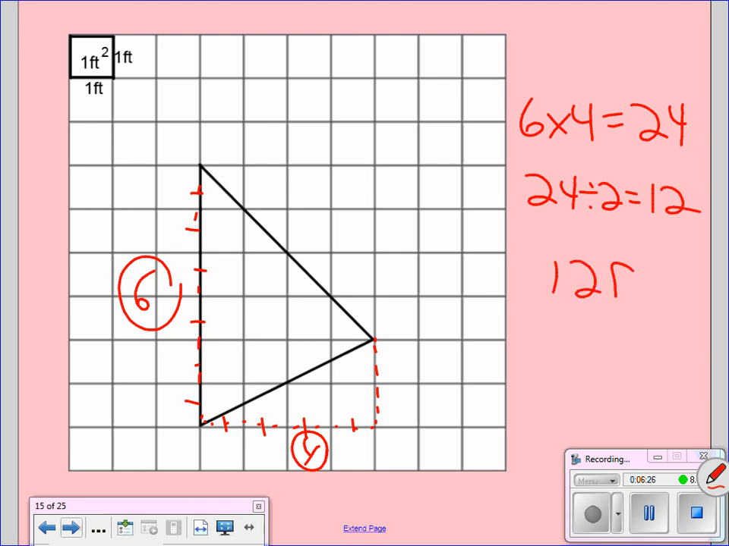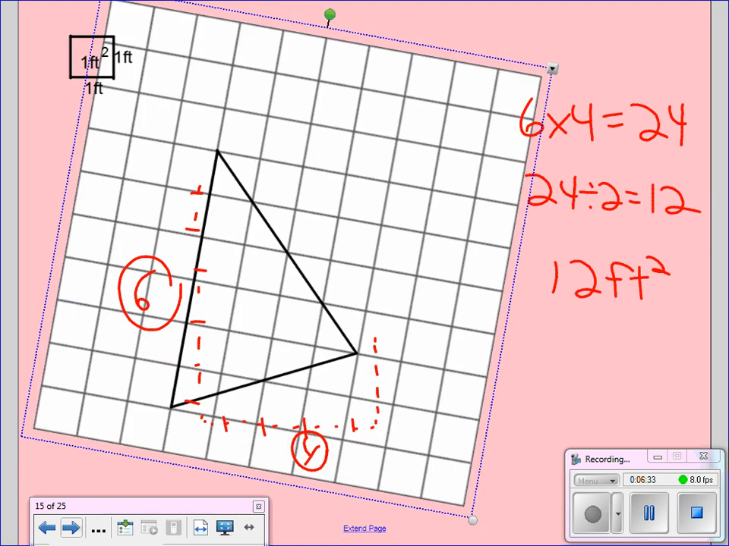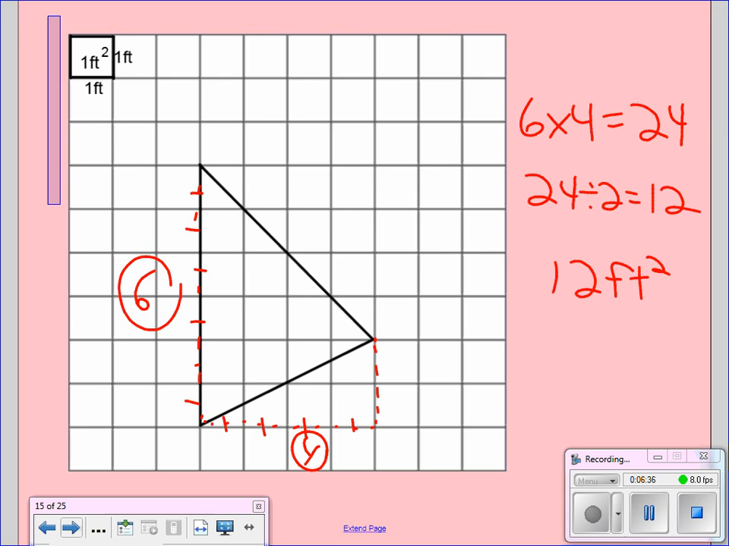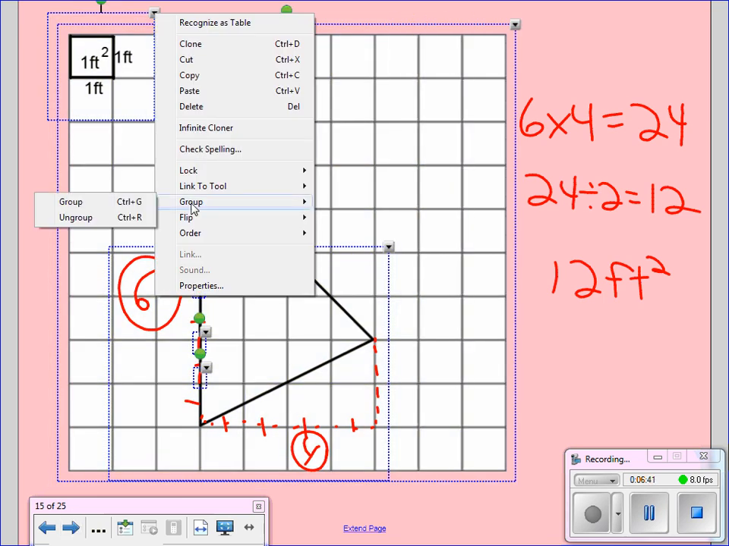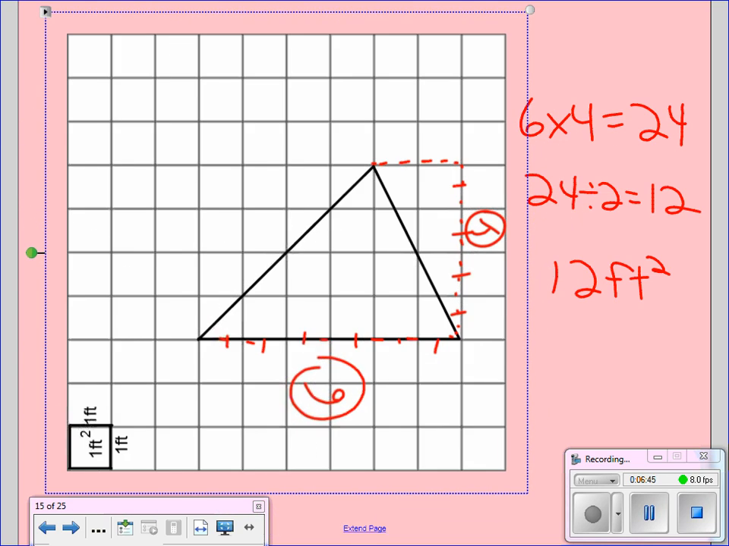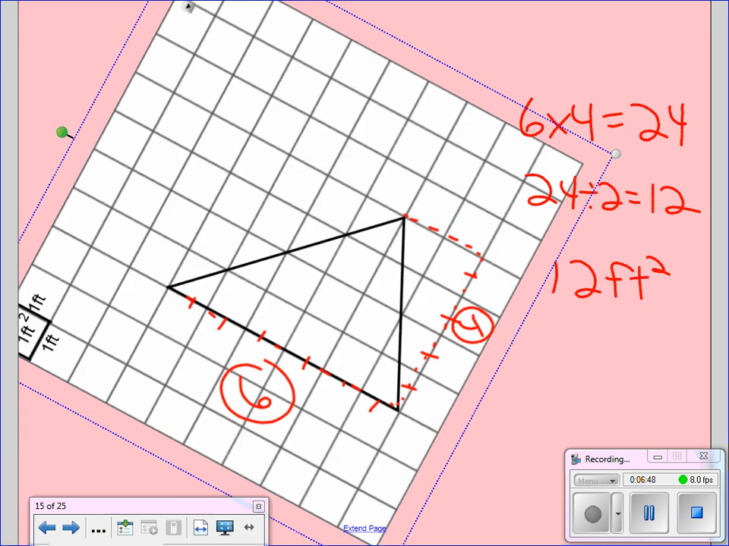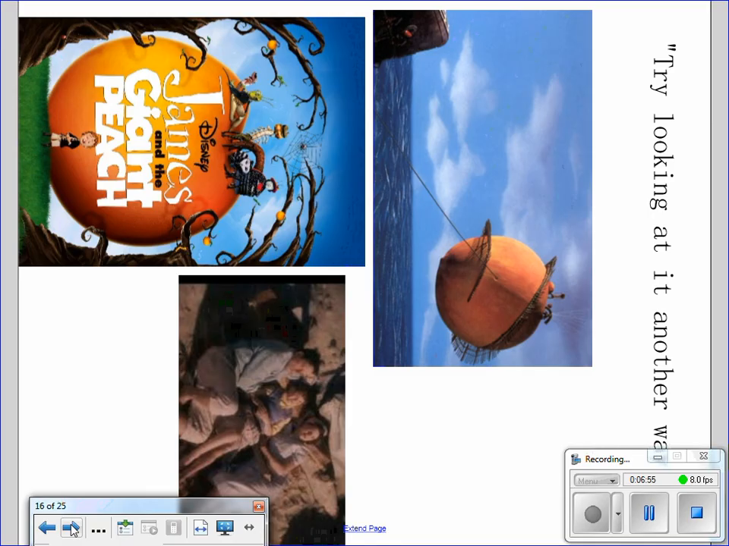12 feet squared. Now pay close attention here. If I were to flip this shape over, oops, that didn't come with it. Exactly what we just got done working on. So when you're working on your assignment tomorrow, go ahead and flip your math journal if you want to, to help you out while you're working on these problems. Keep on going here. It's kind of like James and the Giant Peach. You have to look at it another way.